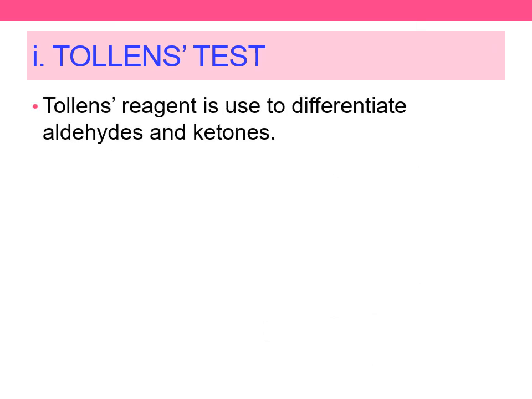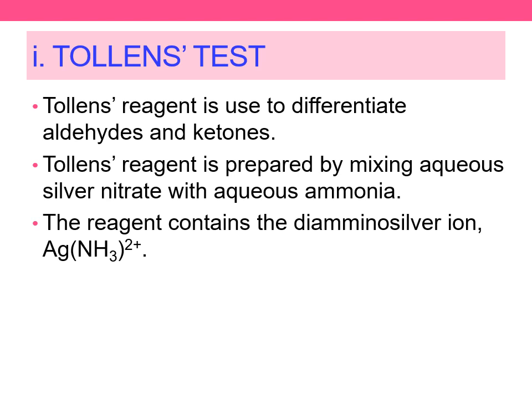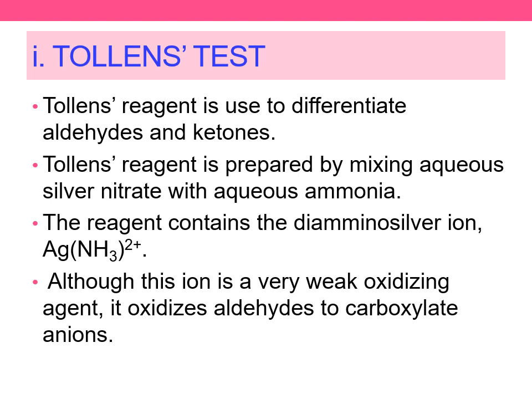Tollens test is also known as silver mirror test, as we have a positive result when we produce a mirror. It's used to differentiate aldehydes and ketones because it's going to be positive for aldehydes only. The reagent is the mix of aqueous silver nitrate with aqueous ammonia. So it contains diaminosilver ion. This ion is a very weak oxidizing agent, but it can oxidize aldehydes to carboxylate anion.